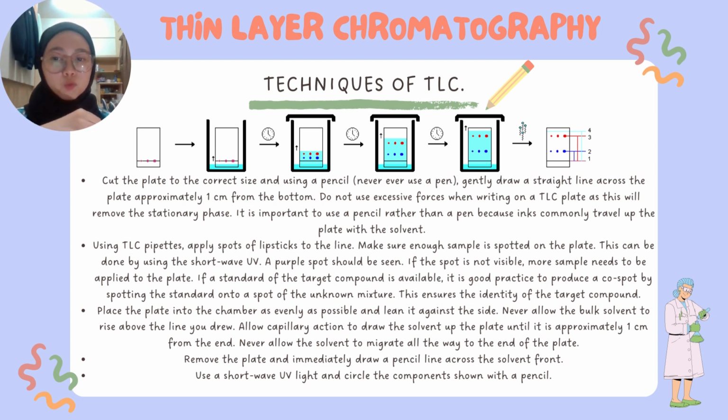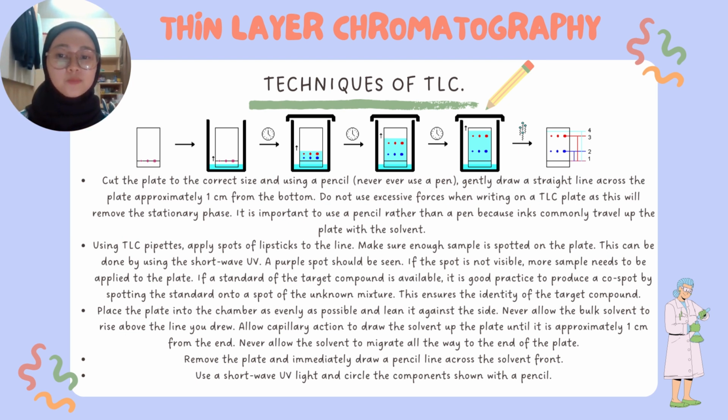Number 2, by using thin layer chromatography pipettes, apply spots of lipstick to the line. Make sure enough sample is spotted onto the plate. This can be checked by using the shortwave UV. A purple spot should be seen. If the spot is not visible, more sample needs to be applied to the plate. If a standard of the target compound is available, it is good practice to produce a cold spot by spotting the standard onto a spot of the unknown mixture. This ensures the identity of the target compound.